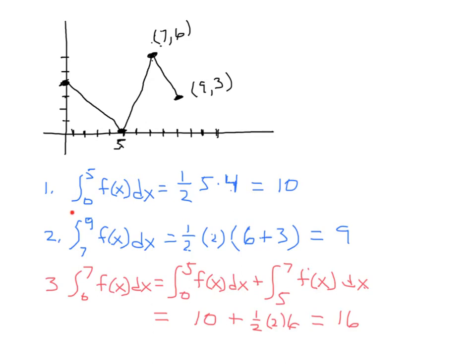In this case, I'll take the integral from 0 to 5 of f(x) dx. Well, in that case, what I'm looking at is a triangle. And I happen to know that the area of a triangle is 1/2 the base times the height. So my base is 5, my height is 4. So the area of this triangle is 1/2 of 5 times 4, which equals 10.